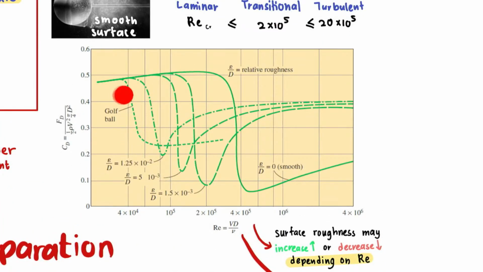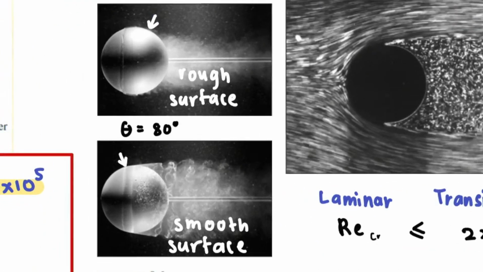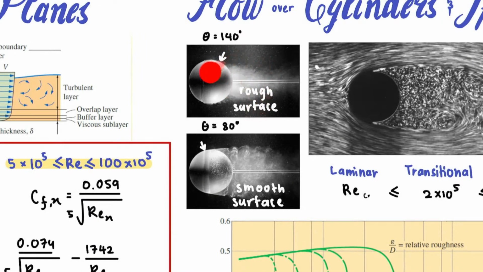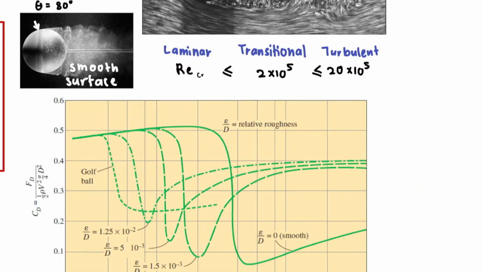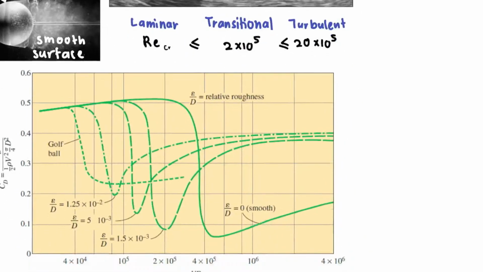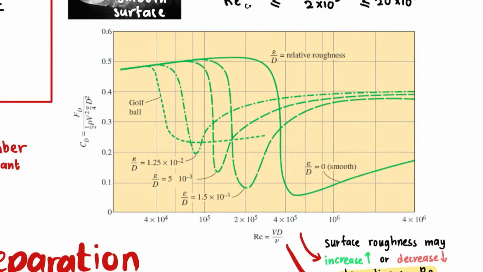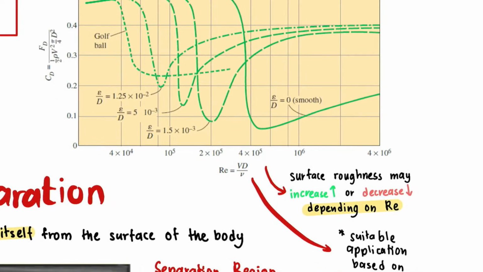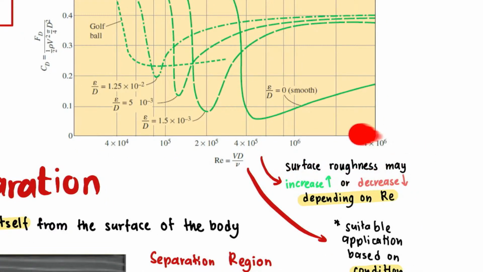So this is quite an interesting subtopic, because usually you would assume that if it has a rough surface, it will have a higher coefficient of drag. If it has a smooth surface, it will have a lower coefficient of drag. But for spheres and cylinders, that proves to be not the case, because sometimes the surface roughness may increase or decrease drag depending on the Reynolds number.